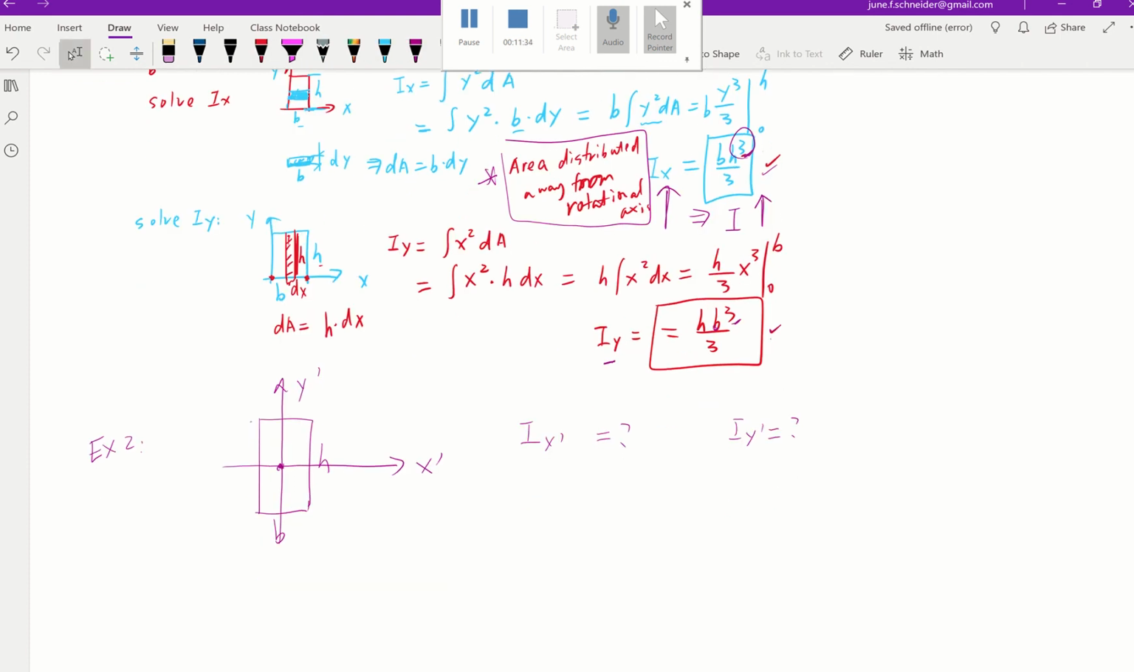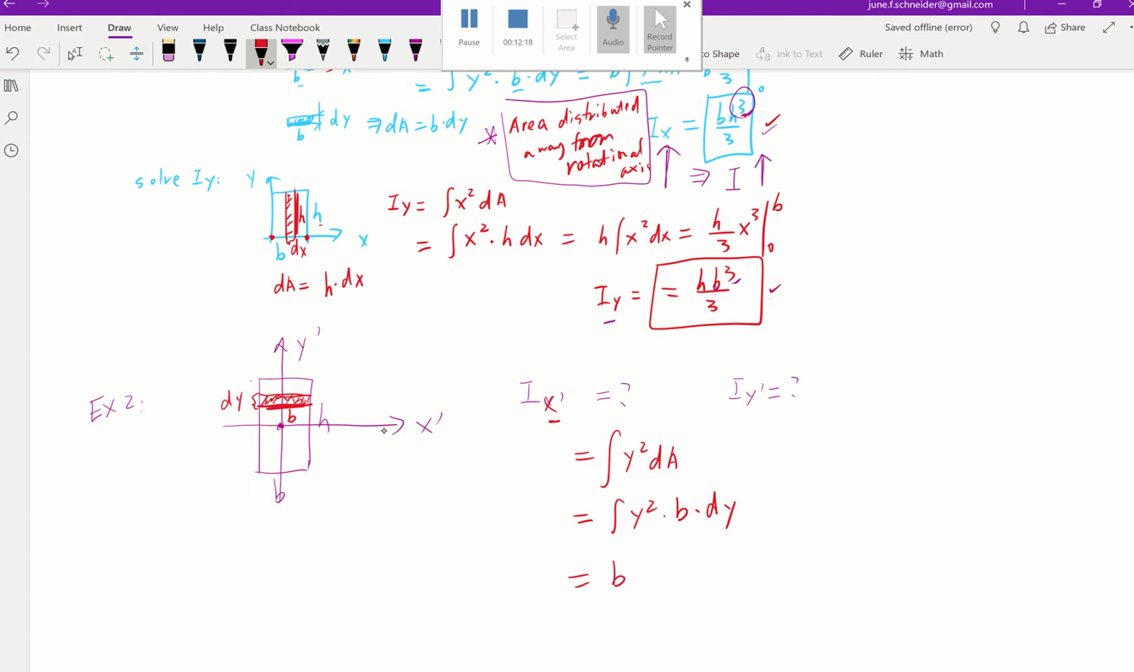So if you look at Ix prime, we're going to go back to using the same formula. We're going to draw our rectangular strip that is parallel to x prime, which is horizontal. Now we're going to use the formula y squared dA. Let's look at this strip. The entire length here is going to be b, and the height here is going to be our dy prime. Let's just call it y. So in that situation, I will have y squared, and the dA will be my base b times dy.